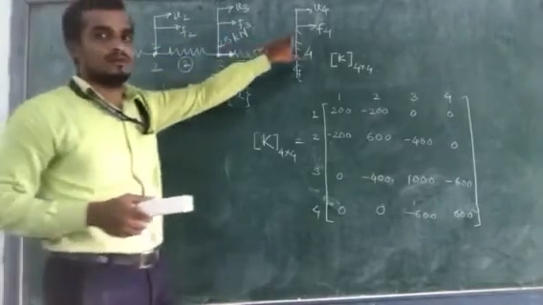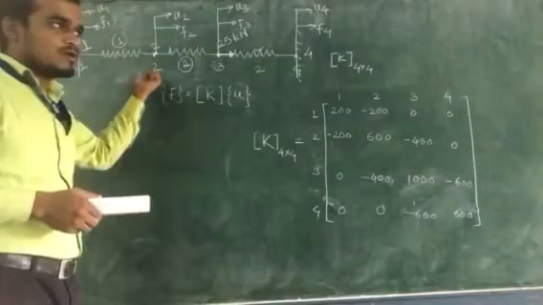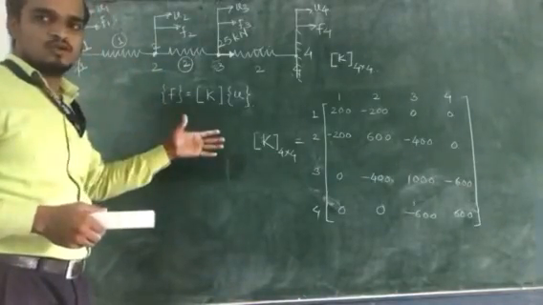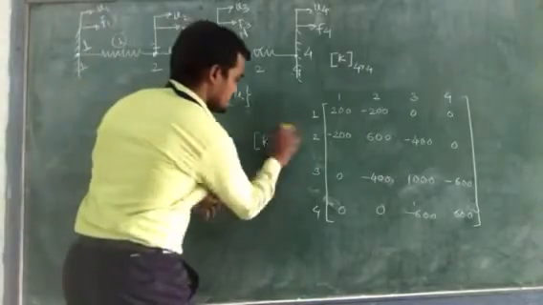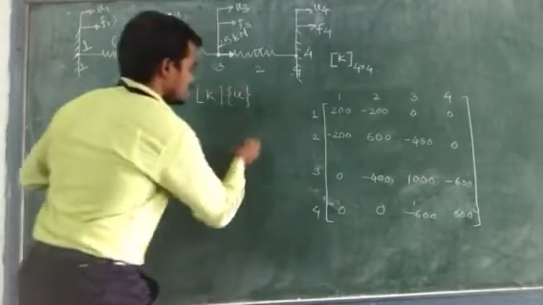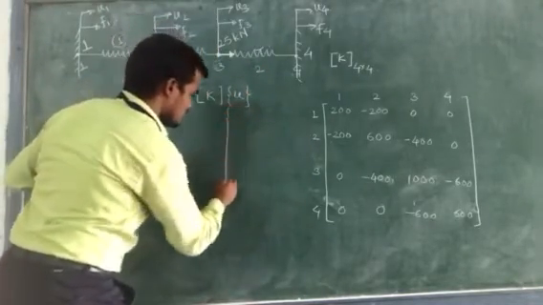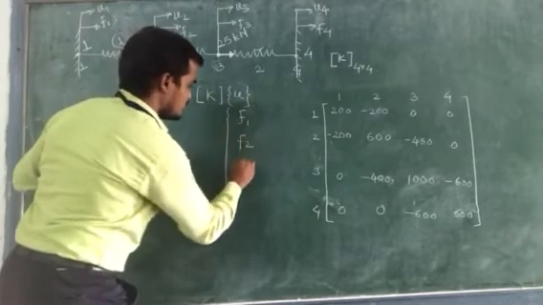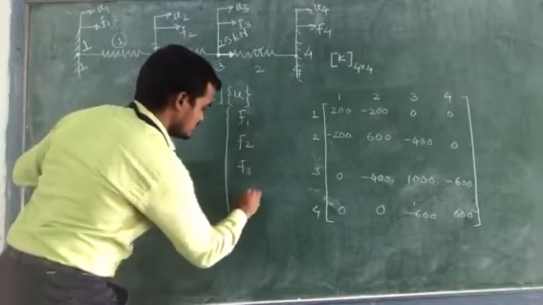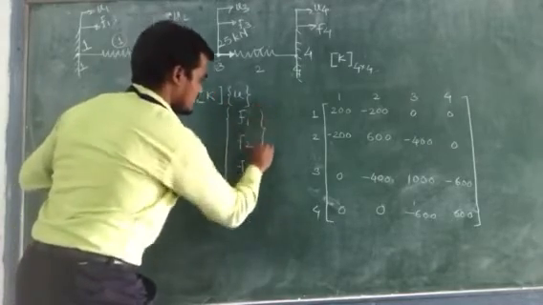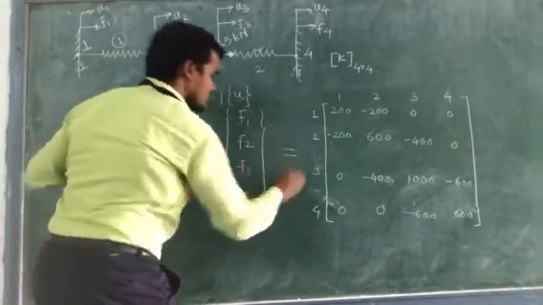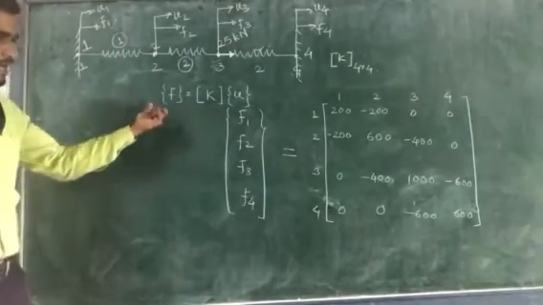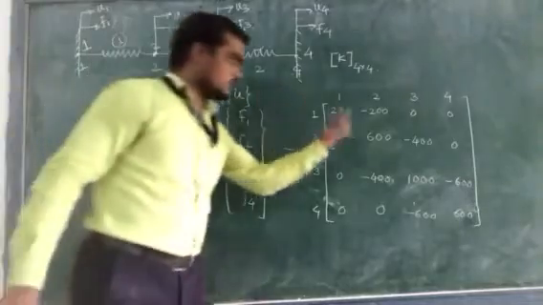1, 2, 3, 4. So the force vector will become of order 4 by 4. Means one column but 4 rows should be there. So it will become 4 forces, 4 nodal forces F1, F2, F3 and F4 is equal to. Okay. So see how I am writing this global stiffness matrix.